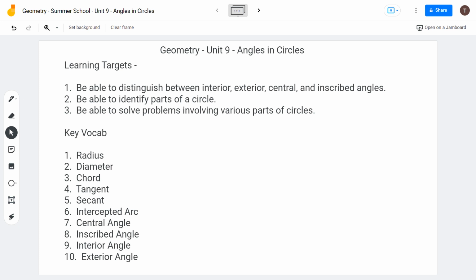Welcome back, everybody. So we are in Unit 9 now. There are 12 units, so we're nearing the end. This is going to be about angles and circles. The next unit will be about segments and circles.